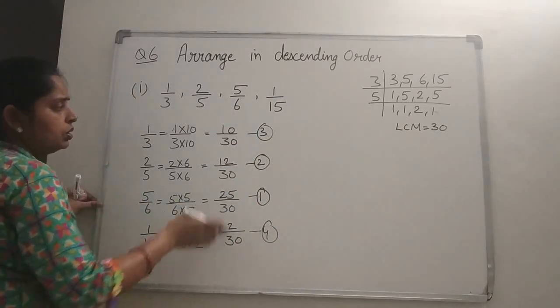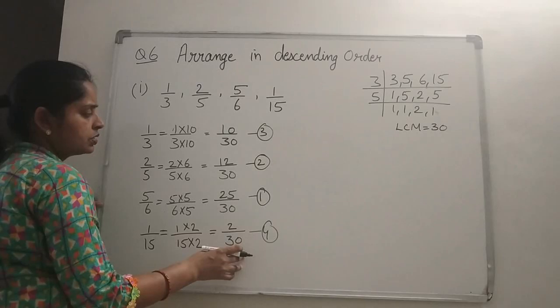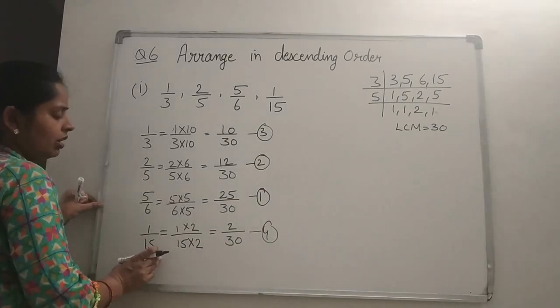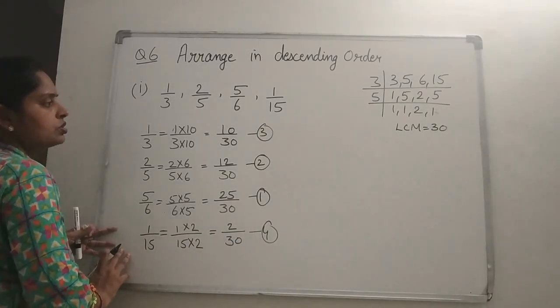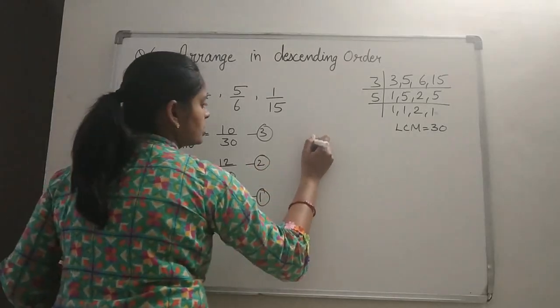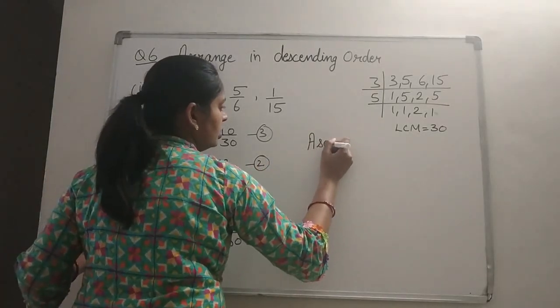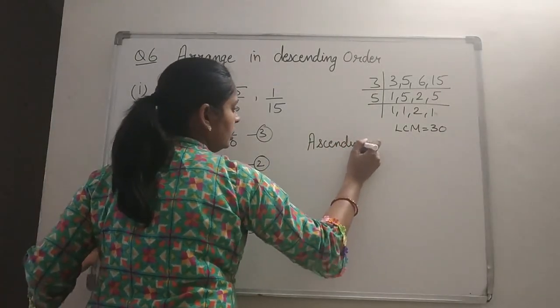So that is up to you. You want to write these fractions first and then go for the original one, or directly also if you want. So you can write down the answer in order.